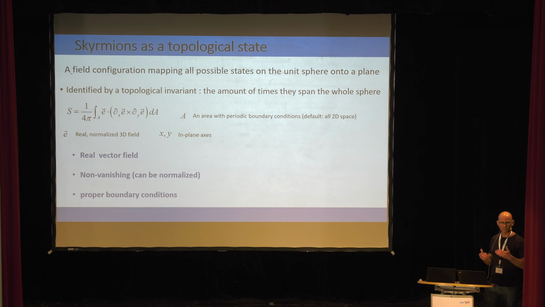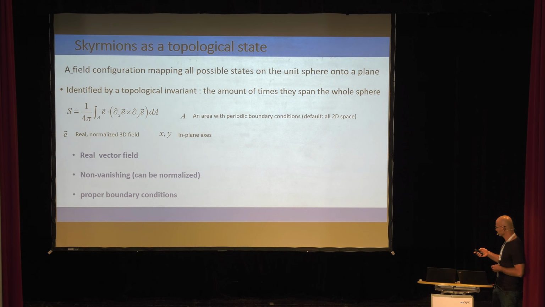Okay, so if S equals 1, it means that within one unit cell, or infinity with infinite boundary condition, all the directions are pointed once. If skyrmion number is 5, then within this defined area, all these directions are pointed 5 times, and so on and so forth. So that's a skyrmion number. It's analytical, so it can be calculated analytically.